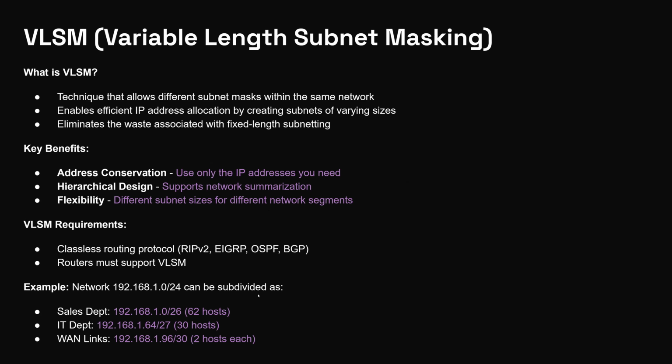And then an example, like we had before: 192.168.1.0/24 can be subdivided. The sales department gets 192.168.1.0/26, 62 hosts. Then the IT department can take the next subnet, starting from 64, and it can break down into multiple /27 subnets. And then you can have WAN links as /30s. So we could take one /24 and break that into multiple /26s, /27s, or even /30s. And VLSM is used in every single enterprise you will ever look into.